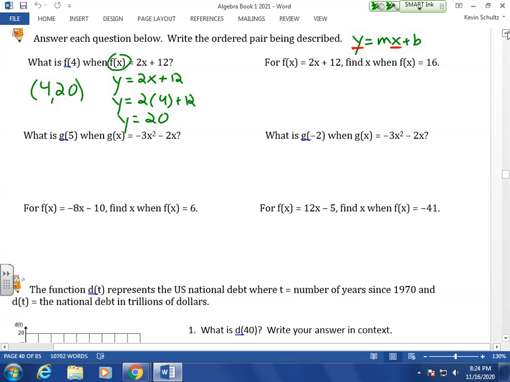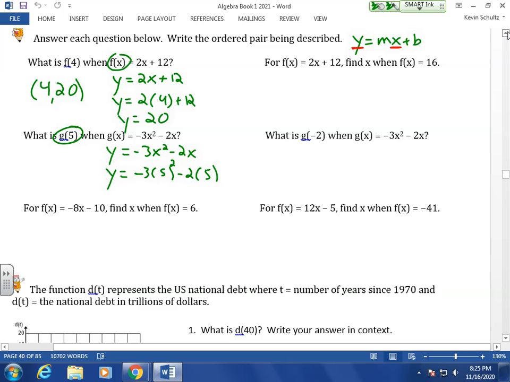What is g of 5 when g of x equals negative 3x squared minus 2x? What is the value of the function when x is 5? Here we have y equals negative 3x squared minus 2x. What is the value of the function when x is 5? That is, what is g of 5? That's what that's asking. So we're going to replace x with 5. Oops, better square that, otherwise it's going to be wrong.